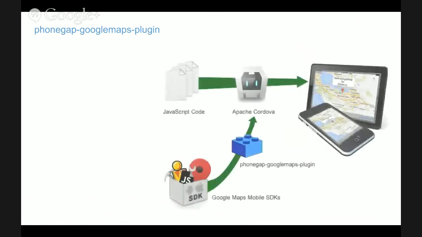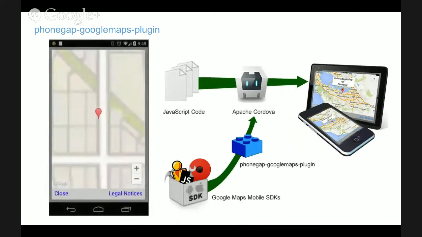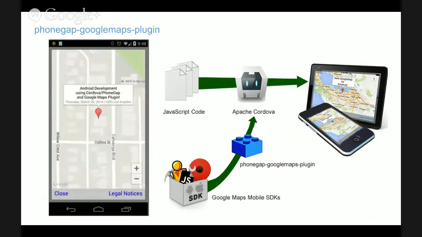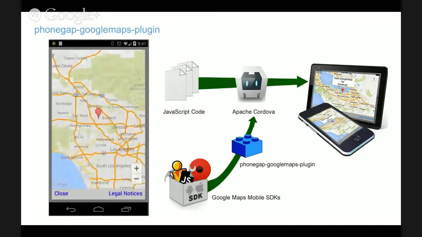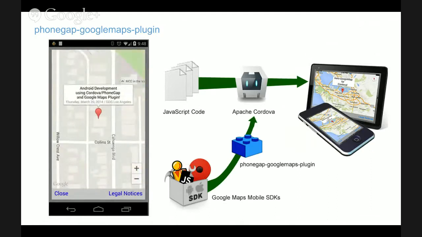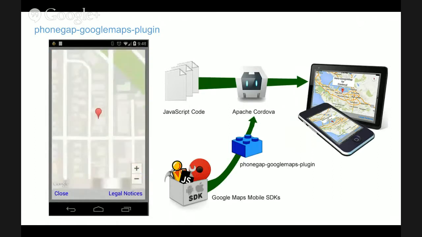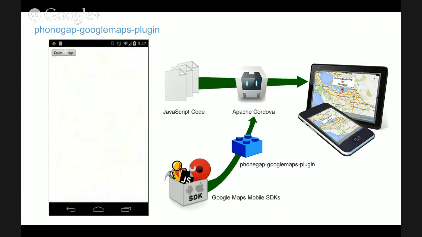There was no plugin to meet my requirements, so I created a plugin by myself. From here, let me introduce my plugin, the PhoneGap Google Maps plugin. This plugin enables you to embed Google Maps into your application quickly. This is a screen capture of demo code. This map always shows as a dialog.